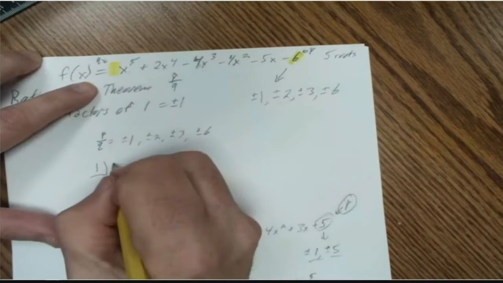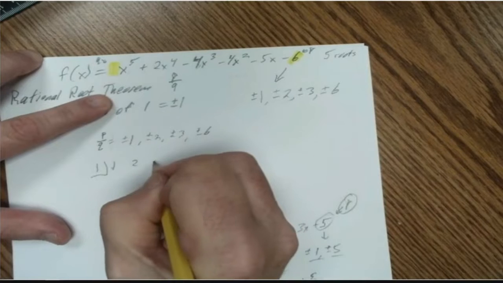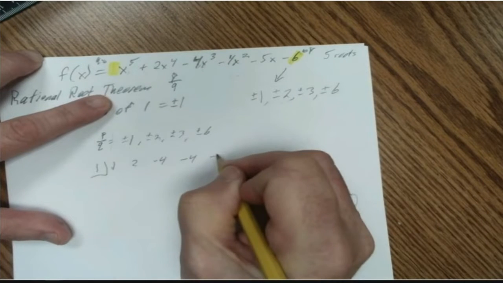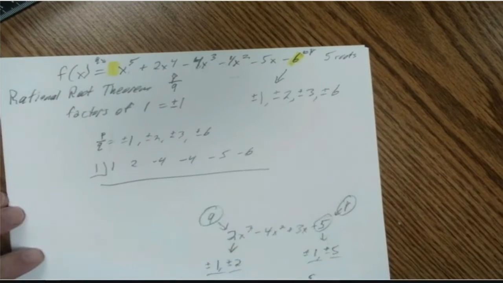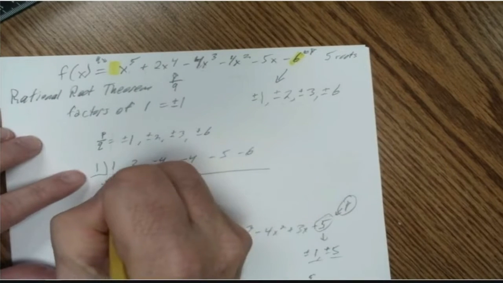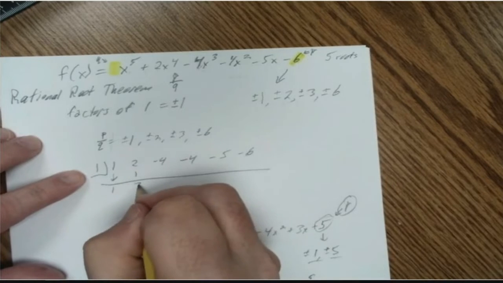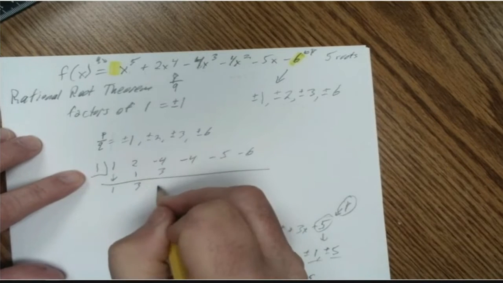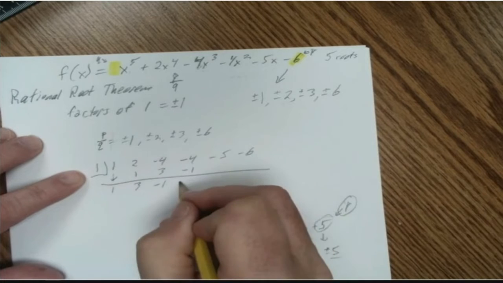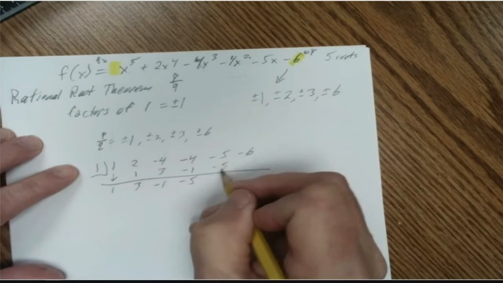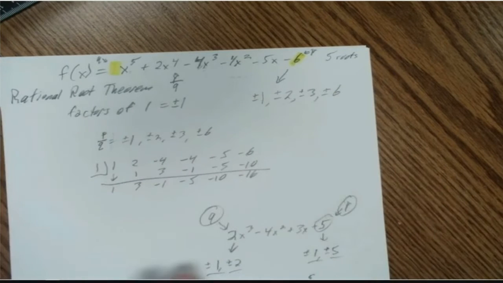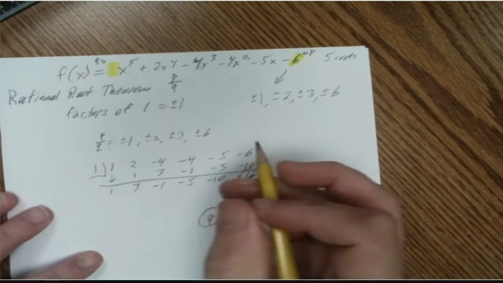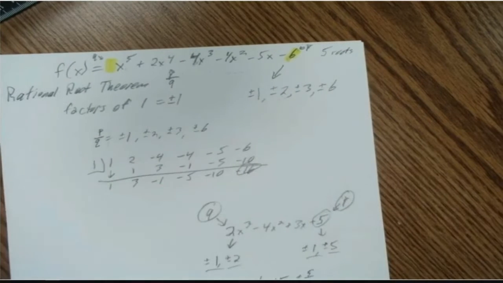All right, so let's look at our coefficients: 1, 2, -4, -4, -5, -6. If we want to know if 1 is one of our solutions, this just comes straight down, 1. 1 times 1 is 1, we add those together. 1 times 3 is 3, we add those together. -1, we add those together. -5, add those together, -10. So this has -16 as a remainder. So +1 is not a solution. It's not one of the factors.